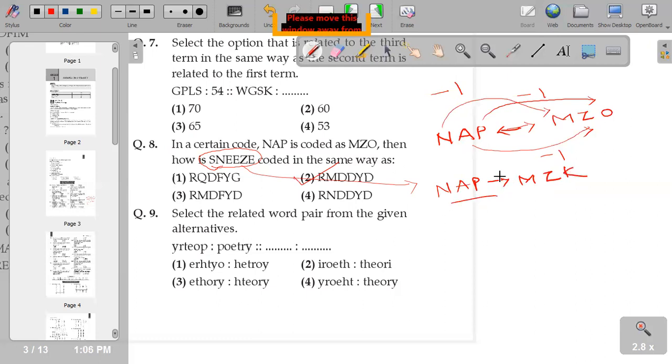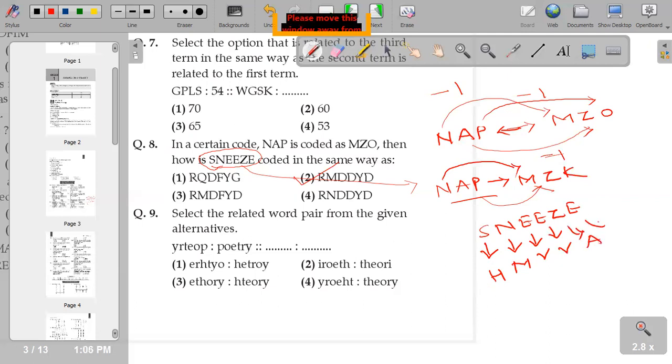If NAP is written in this code, then what is the code of SNITCH? I have written the logic of reverse alphabet. The reverse of S, I have already said. Reverse of I, I have already said. Reverse of S is H. Reverse of N is M. If E is V, then Z is what? Z is A, and E is V.